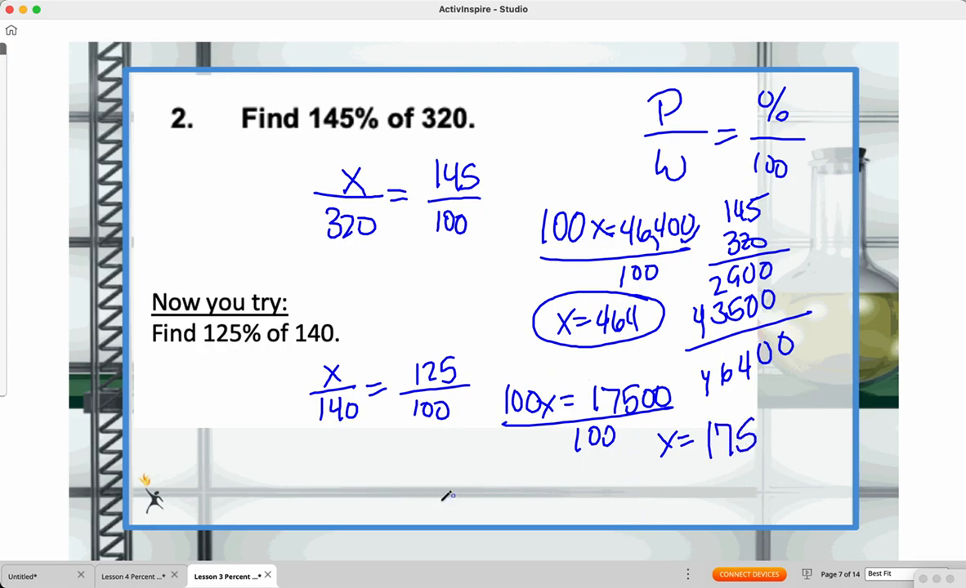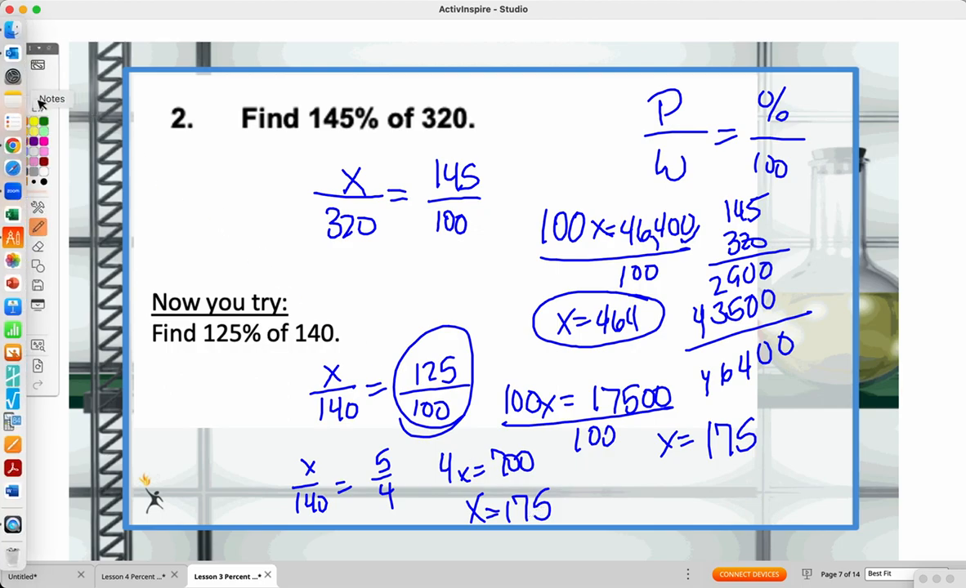Now, another way you could do this, again, you could reduce this right here down to 5/4. X over 140 is the same as 5 over 4. Now your numbers are smaller. You get 4x equals 700. When you divide 700 by 4, you get 175. Okay, so there's lots of different ways to look at this.